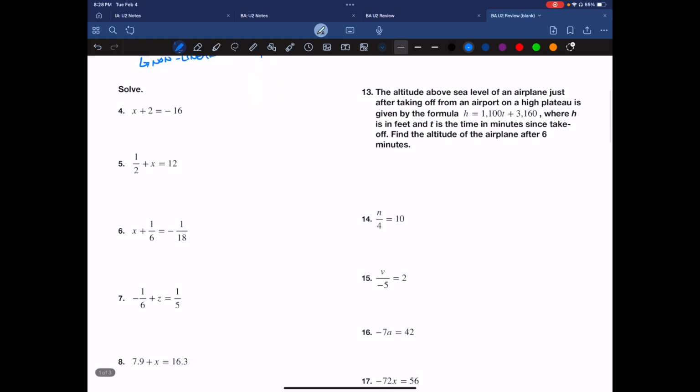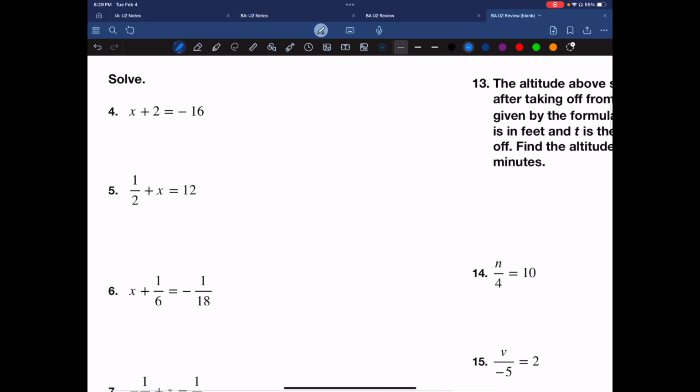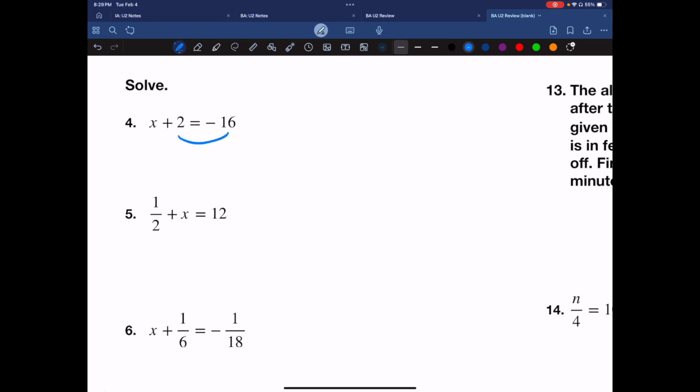Okay, for number four, and for several of these, I'm just solving. So I'm going to zoom in. Let's see, we're going to move the two to the other side because we're adding. We're going to subtract it. So it's going to be minus two. So that's going to be x equals negative 18. Right?